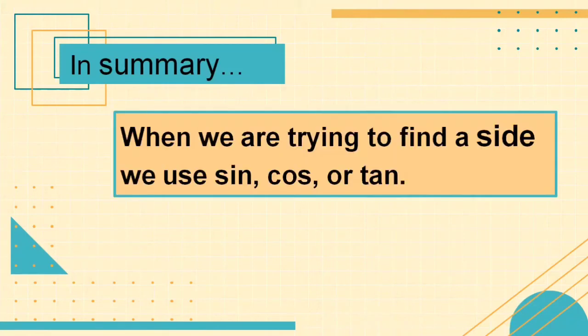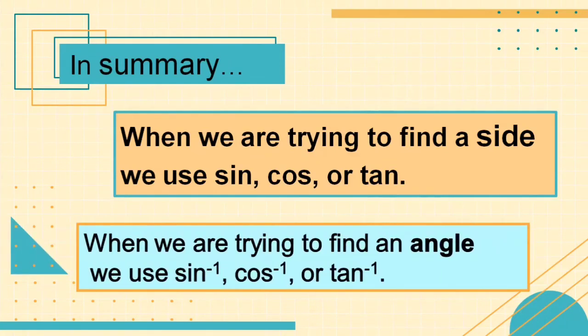In summary, when we are trying to find a side, we use sine, cosine, or tangent. But if we're trying to find an angle, we use arc sine, arc cosine, or arc tangent.